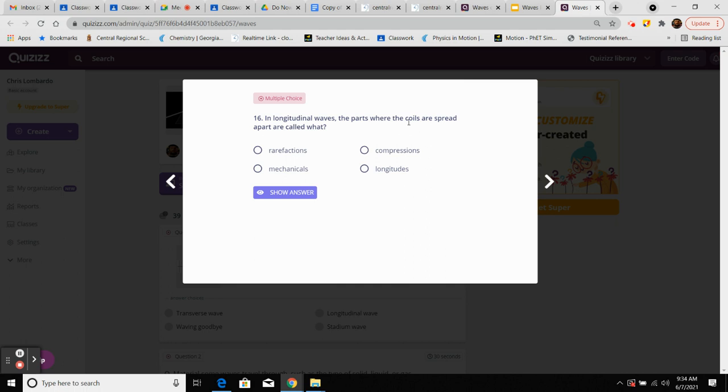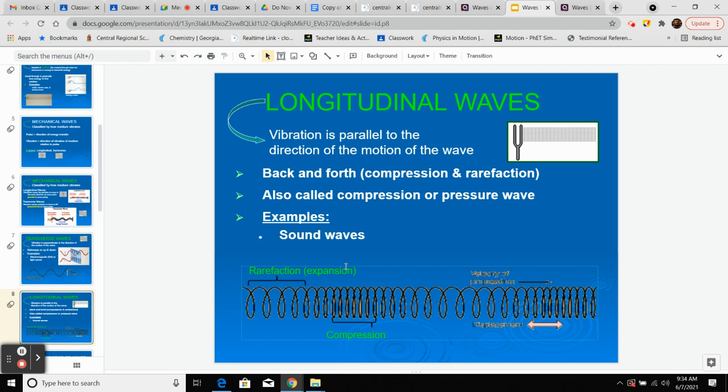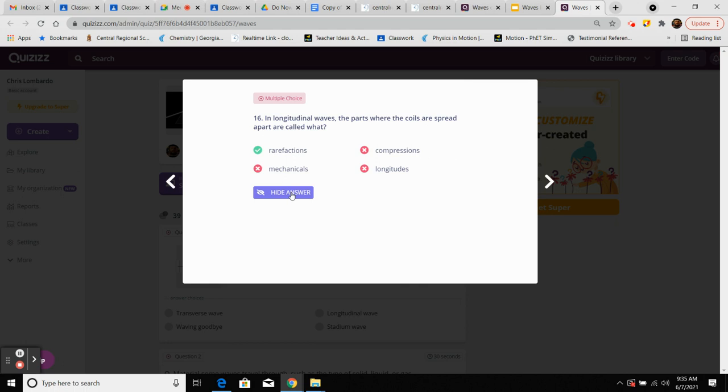In longitudinal waves, the parts where the coils are spread apart, that's rarefaction. Compression would be tight together. Coils close together, we just said it, compressions.